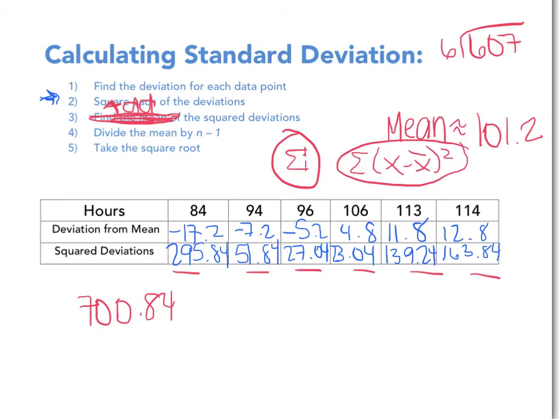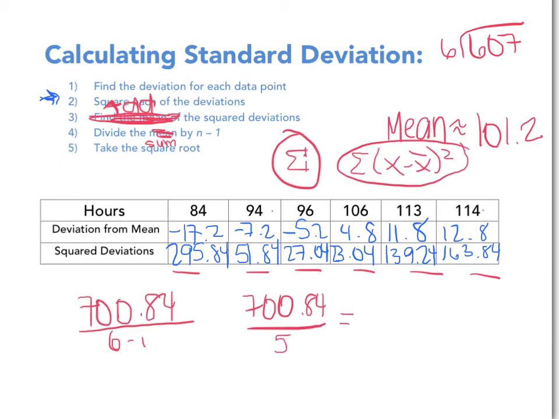And now we are at step 4, which is to divide the sum, I should say sum, by n minus 1. So I see 1, 2, 3, 4, 5, 6 data points. I'm going to divide by 6 minus 1. So I'm going to divide 700.84 by 5. And for that we get 140.168. And I'm at my last step now, step number 5, which is to take the square root of that.